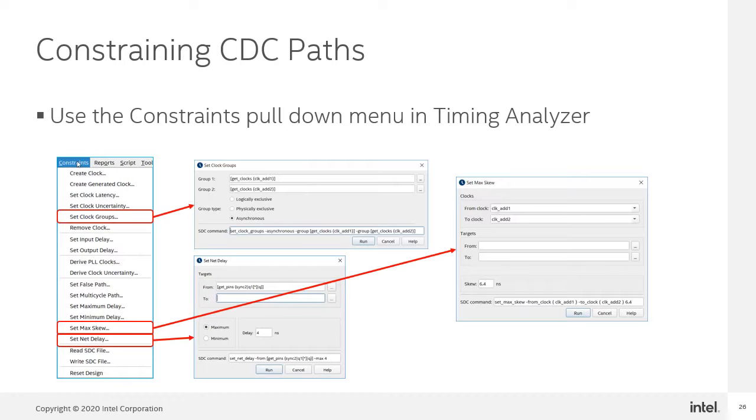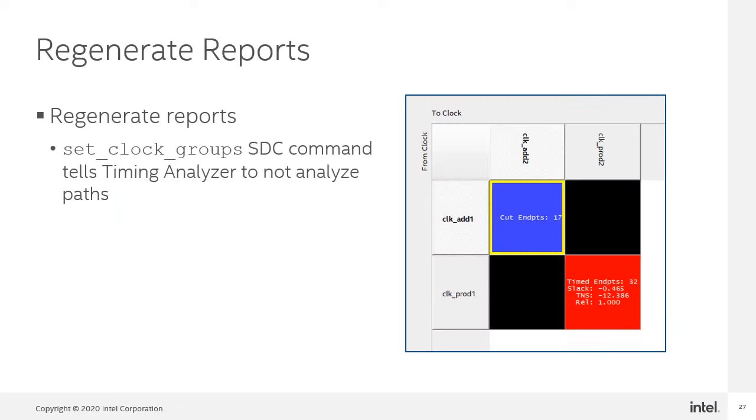Any constraint entered through Time Analyzer needs to be entered in your main SDC file as well. Regenerate the reports after the constraints have been entered. The CDC viewer will now show the square to be blue, indicating that the paths were cut with the set_clock_groups constraint and not colored gray because of the set_false_path constraint.